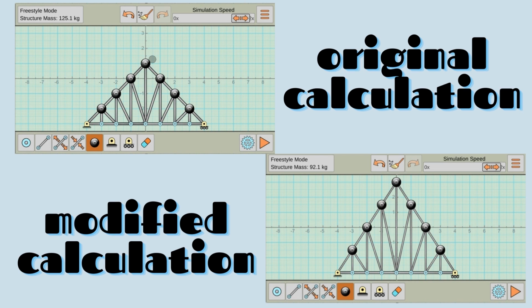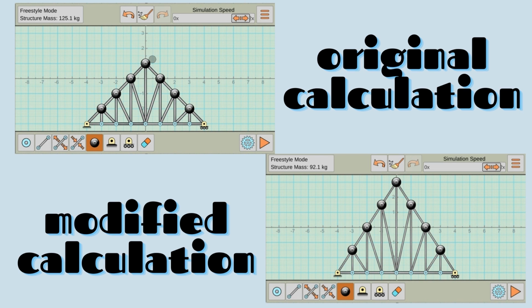The left side is the original design of the roof, and the right side is the modified design of the roof. We can see that the structure mass of the original design is 125.1 kg, and the modified design structure mass is 92.1 kg. We can see the difference between the original and the modified design.